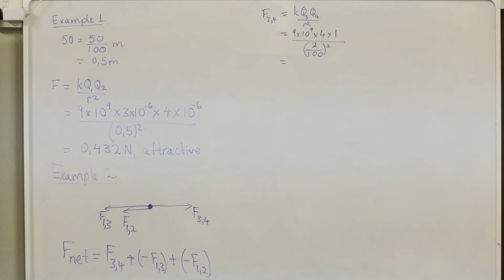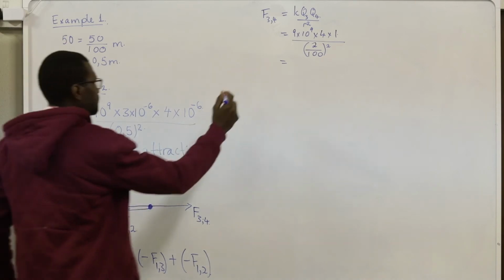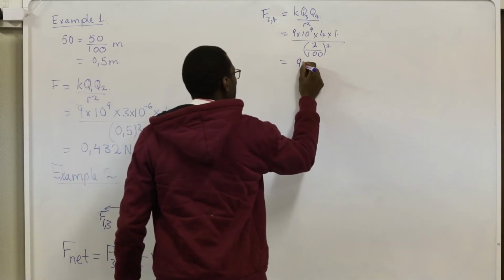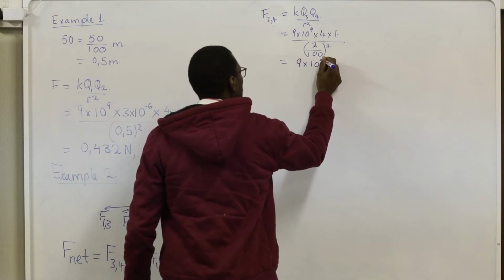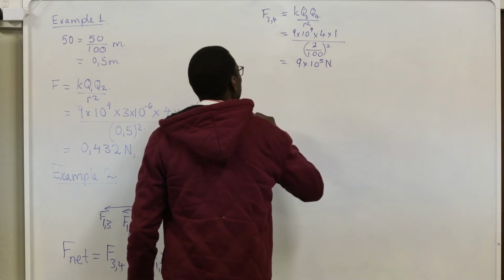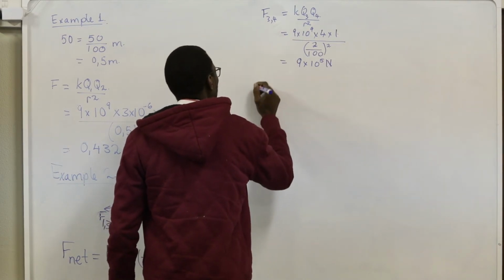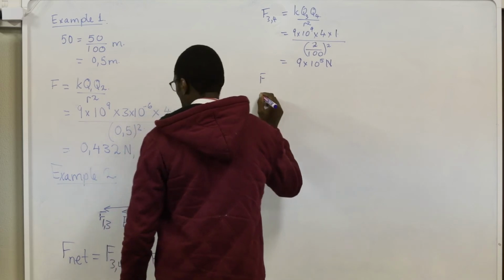Let's see if you come up with the answer that I have here. The answer I have here is 9 times 10 to the power of 5 newtons. Okay? So that's F3 on 4.